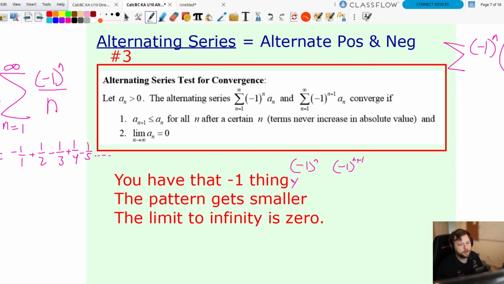That's the first thing. Oh, the pattern has to get smaller. That means the rest of this. Like, so for example, the pattern in this case would be like 1 over n, because it's basically -1 to the n times 1 over n. Is it going to get smaller? And is that limit of that pattern? Basically, this one doesn't matter too much. Is the limit going to be 0 of that pattern? If this limit goes to 0, and we have that -1 thingy, we're going to converge.